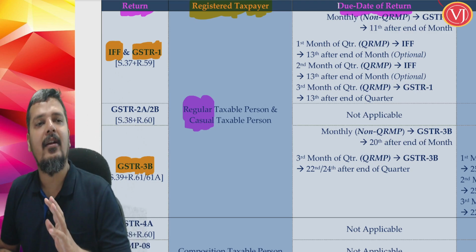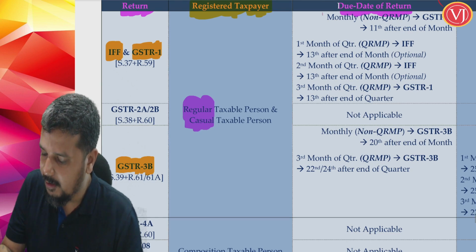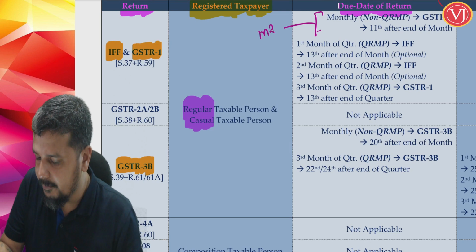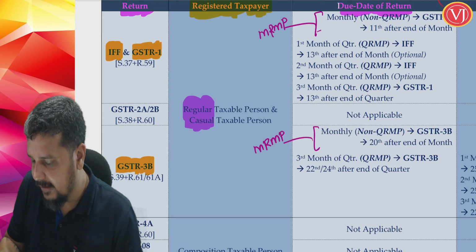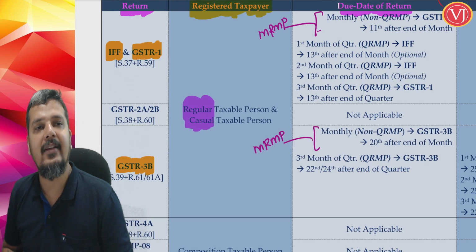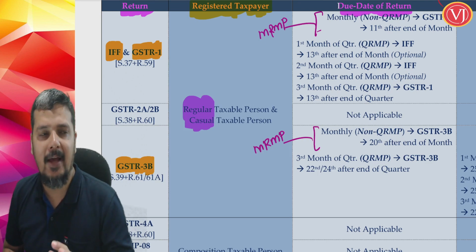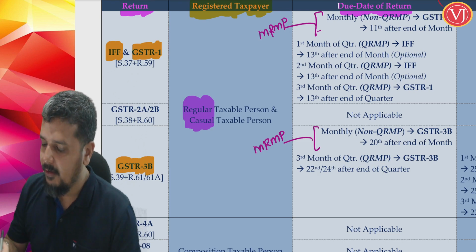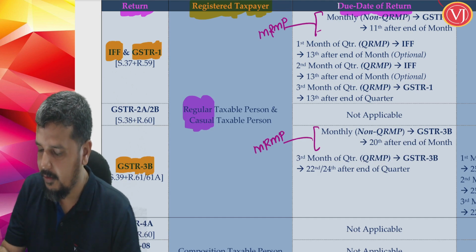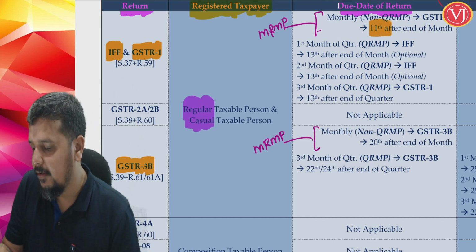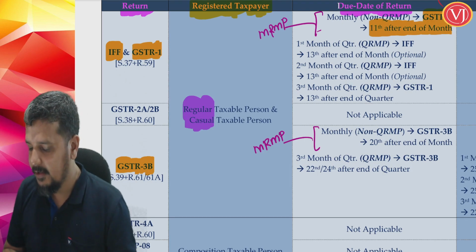First, let us understand for MRMP scheme, monthly return, monthly payment. As regard your MRMP scheme, you will be filing only and only your GSTR 1. There will be no IFF. Only and only your GSTR 1, the due date of which is 11th of your subsequent month. After the month is over, 11th.